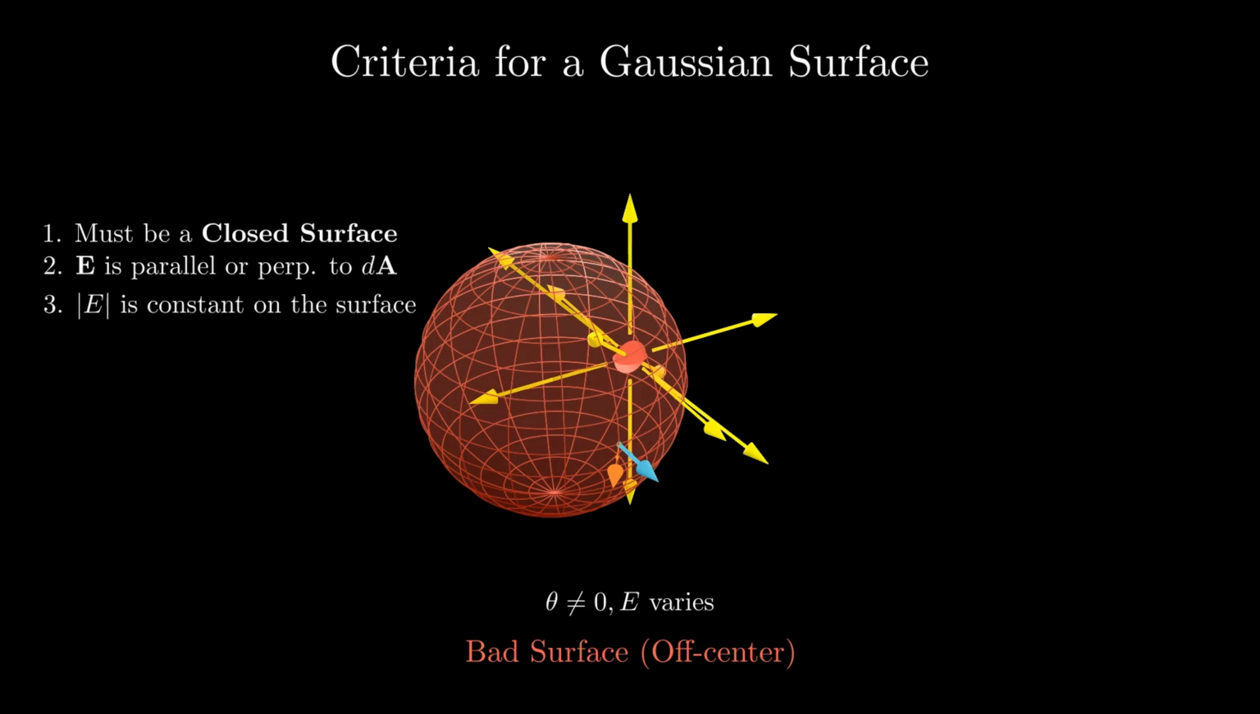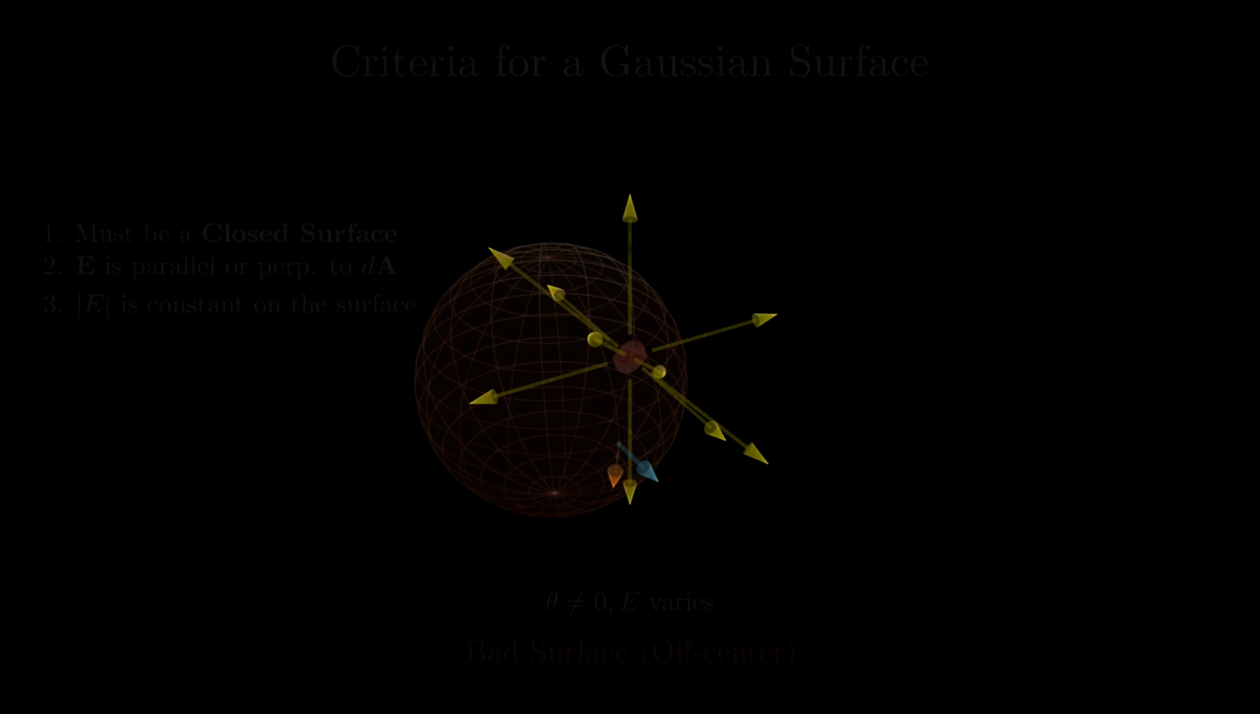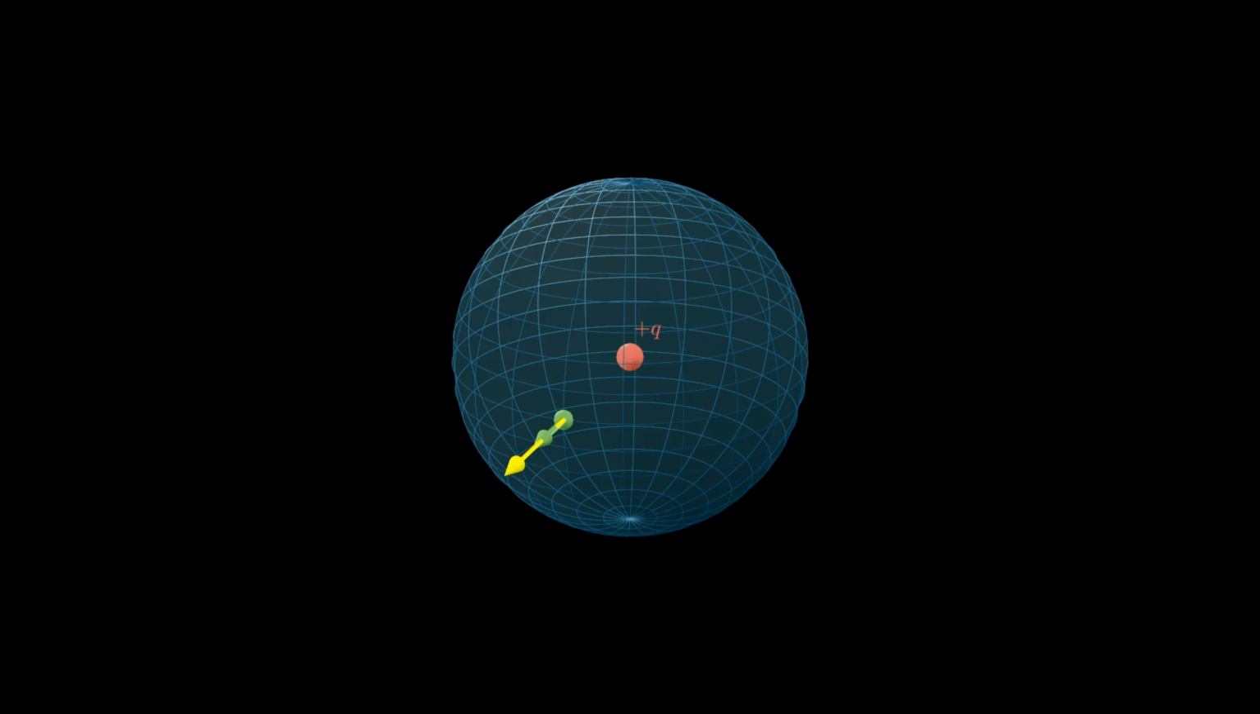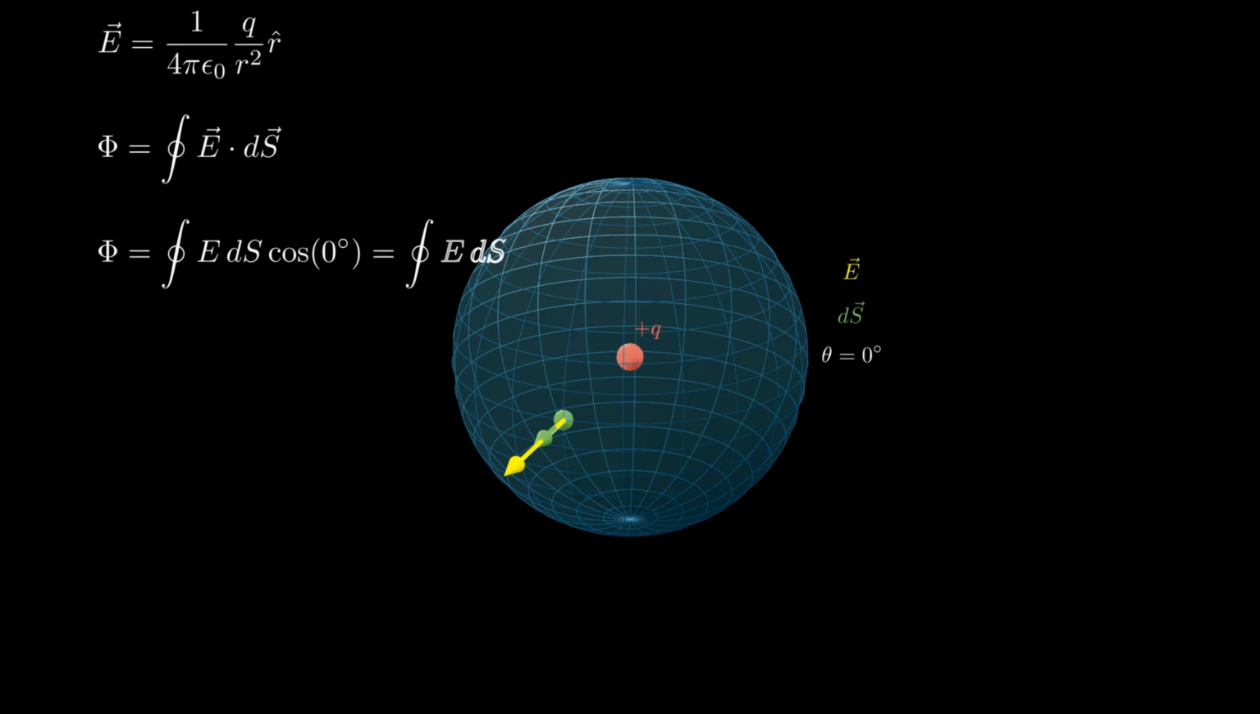So let's use that good spherical surface to prove the theorem mathematically. Consider a point charge plus q. At any point on the surface, the electric field E and the area element dS are parallel. The angle is 0. We start with Coulomb's law, which tells us the electric field at a distance r. When we calculate the total flux, the dot product simplifies instantly since cos 0 is 1. We just multiply the magnitudes.